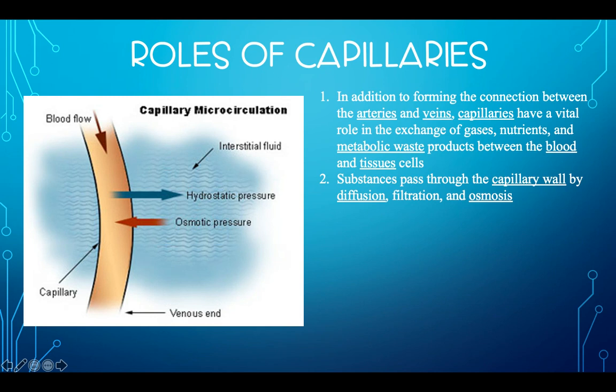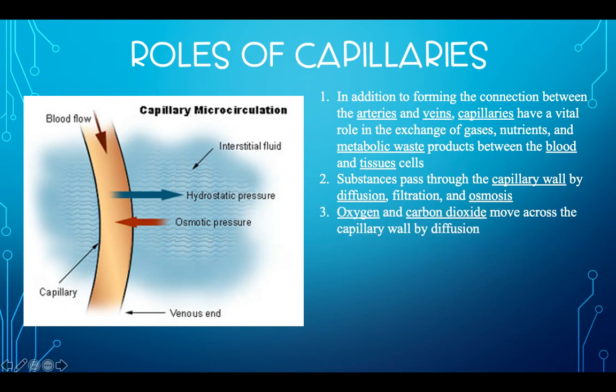Substances pass through the capillary wall. So this is a capillary wall here, by diffusion, which means that it goes from a higher concentration to a lower concentration. Filtration helps to filter out some bad stuff that can get into your veins and arteries. And then osmosis, which you should have learned about. So it goes from a higher pressure to a lower pressure.